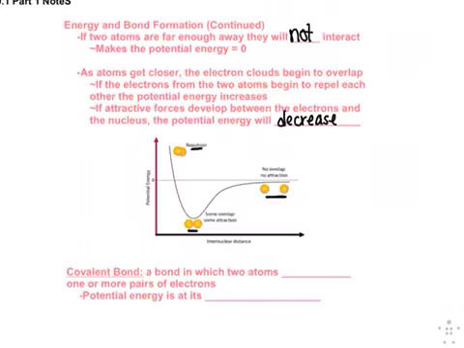So with that, we get a covalent bond. This is a bond in which 2 or more atoms will share electrons. At this point, your potential energy is going to be at its minimum. So that would be down here.